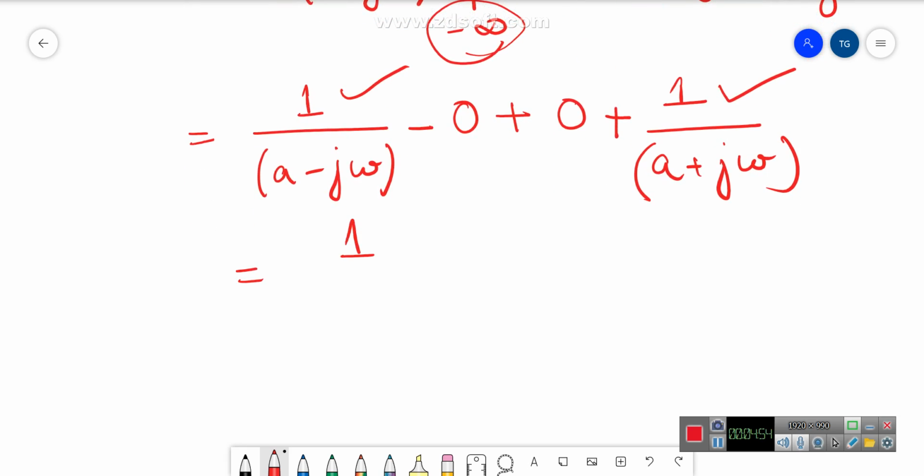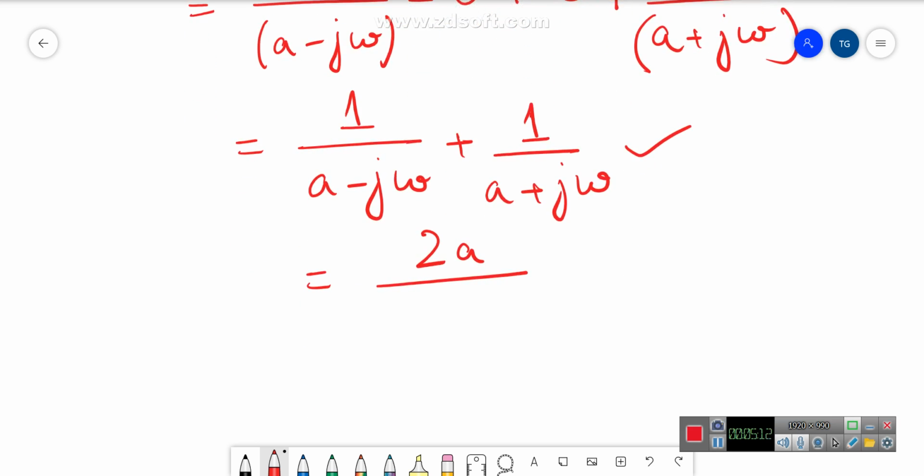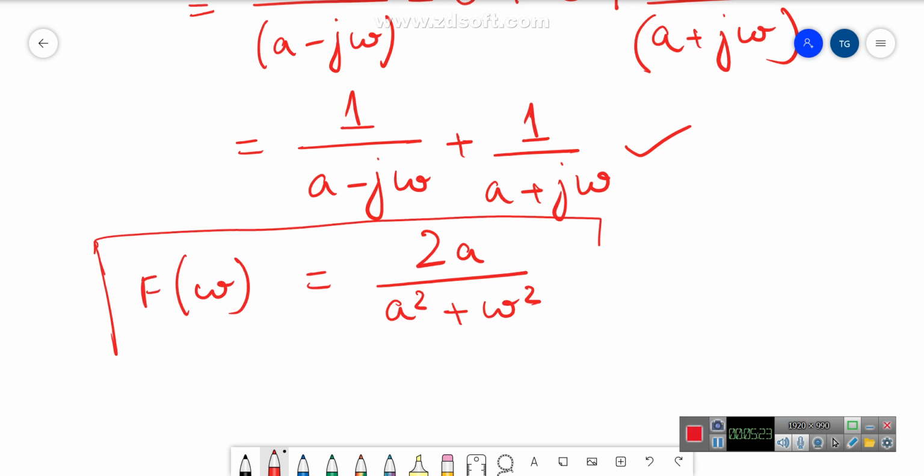Now we can bring it together like this. Now by the LCM method, when we solve this, what we will get is 2a by a squared plus omega squared. So this is our Fourier transform of the double-sided exponential function.